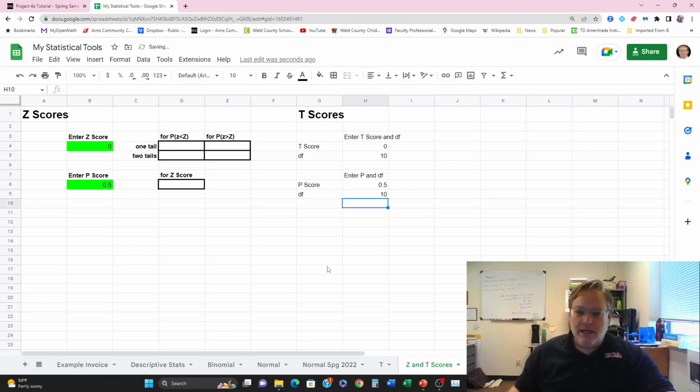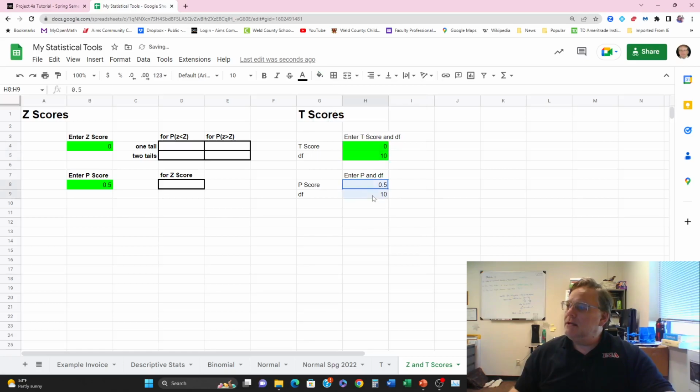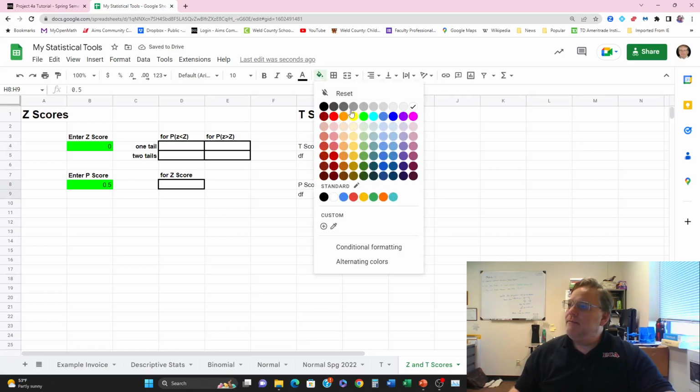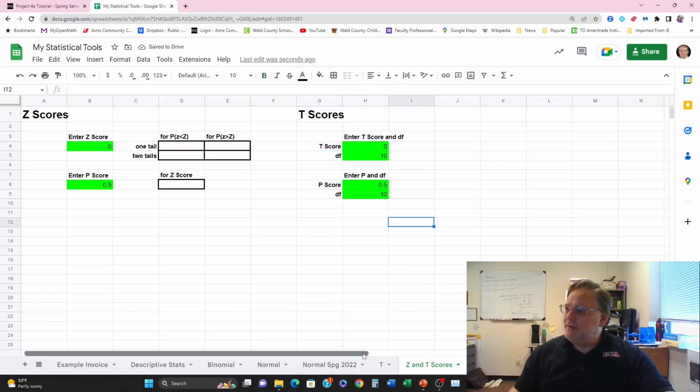Now, just like for the z-scores here, these are input values, and so I'm going to color these green here and color these green as well. And again, I'm going to boldface this, boldface this, boldface these, and boldface these, and then right justify both of those, both sets. All right, so that's the input for the t-score.